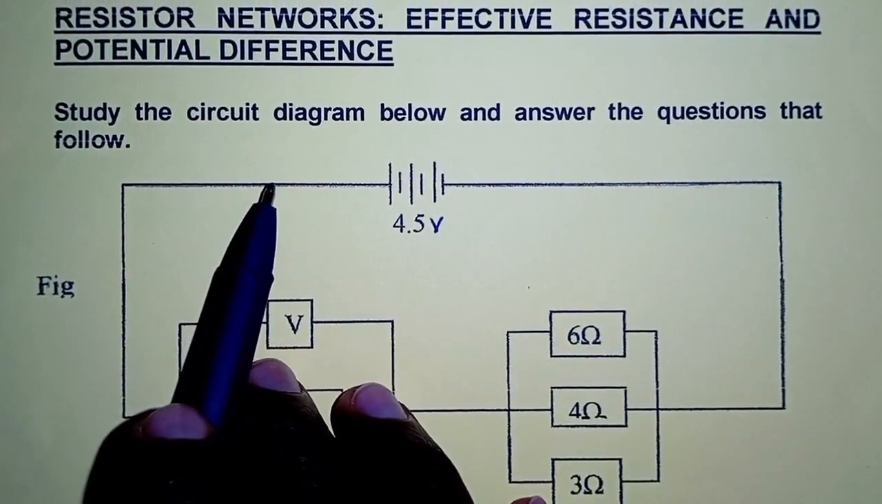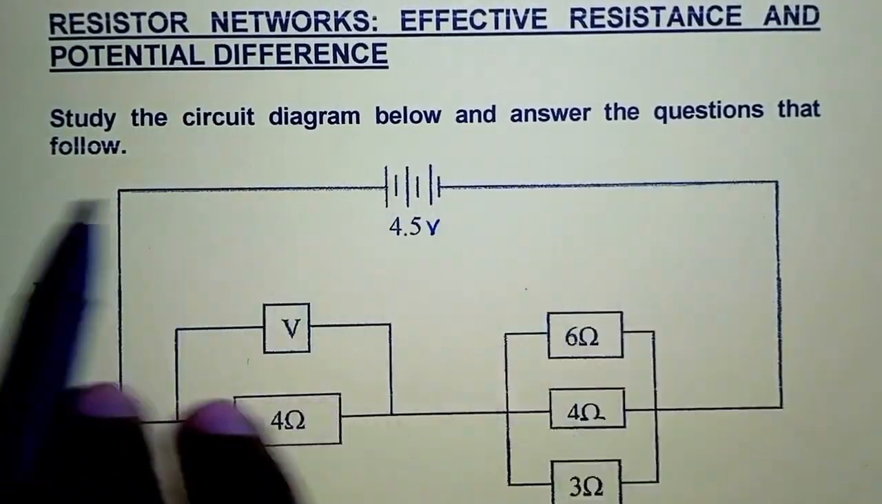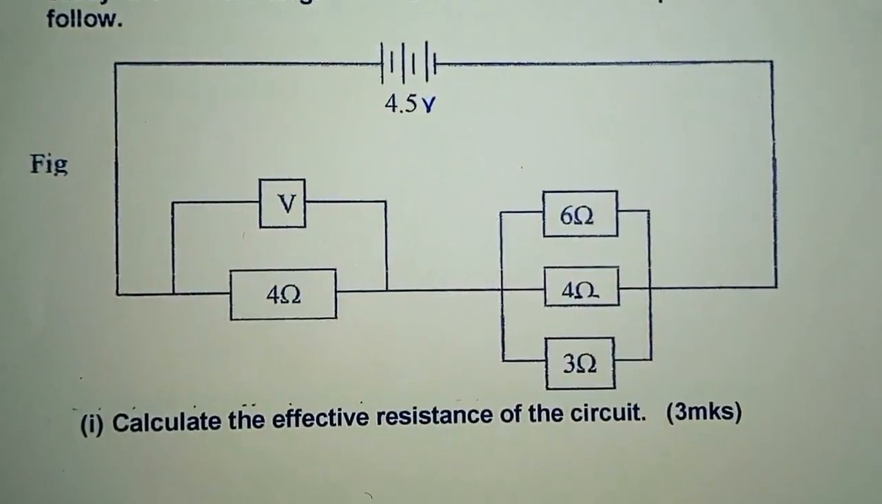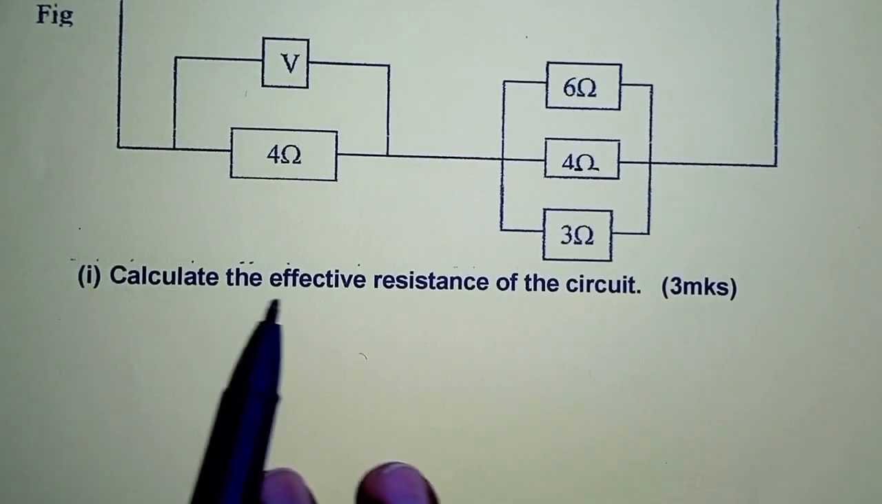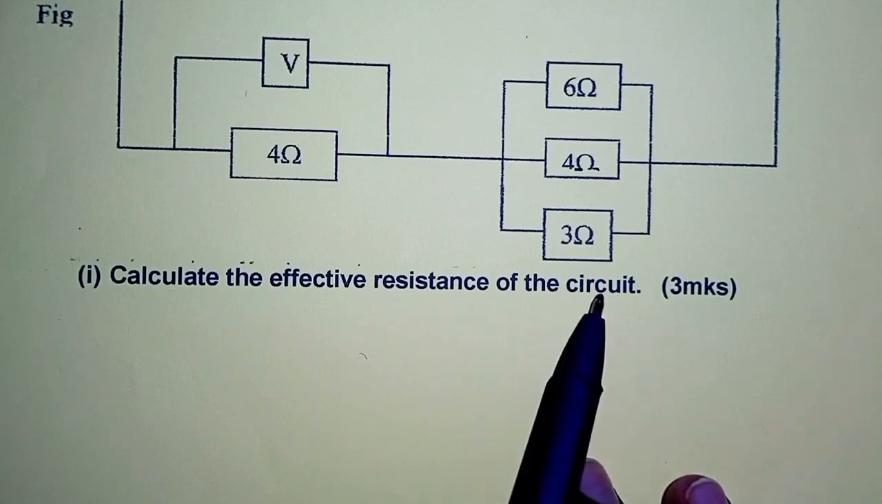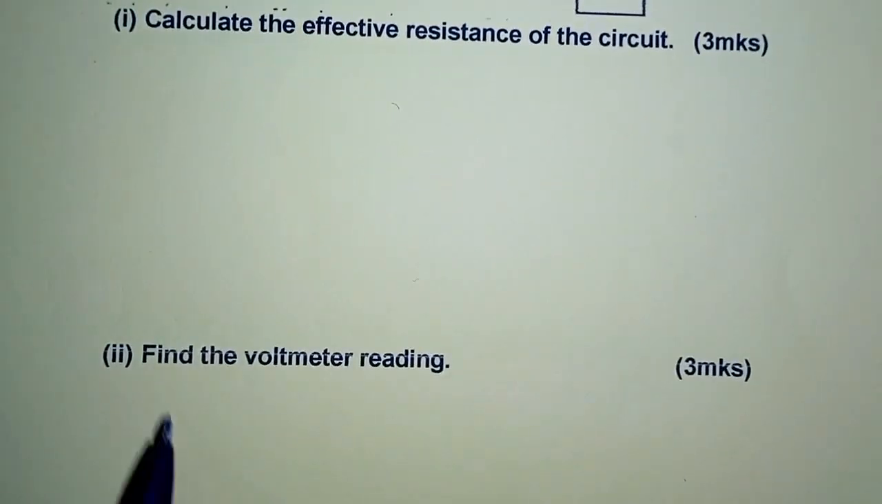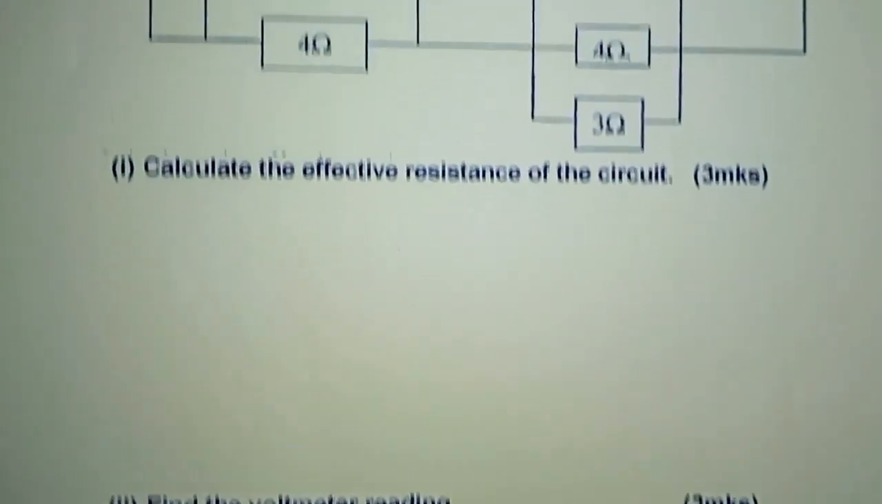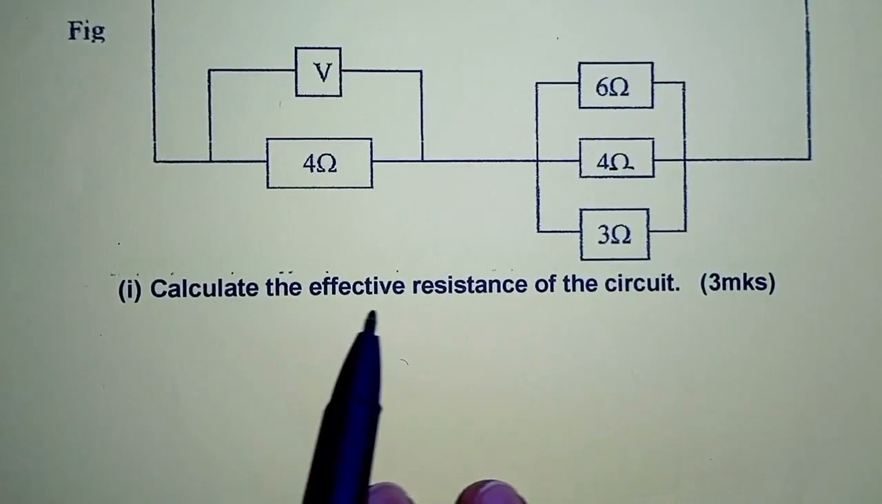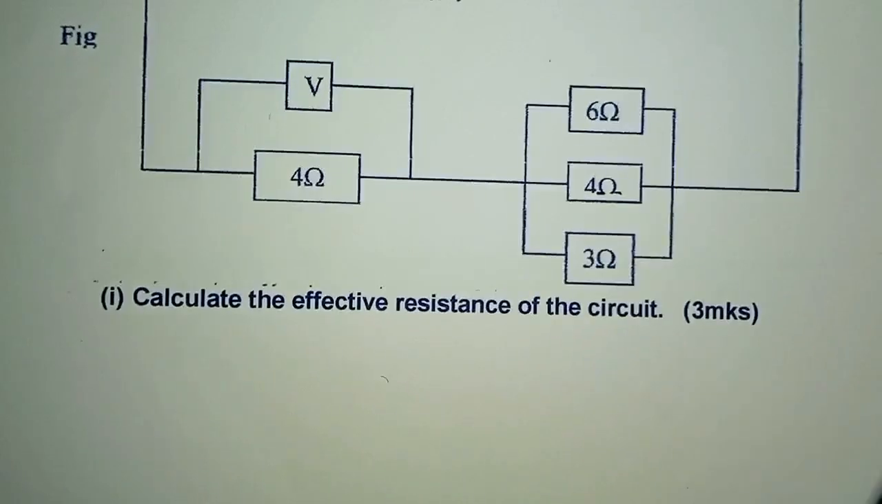Study the circuit diagram below and answer the questions that follow. So we have the diagram right there. And then Roman 1, calculate the effective resistance of the circuit. Then Roman 2, find the voltmeter reading. So let's begin with the first part, calculate the effective resistance of the circuit.